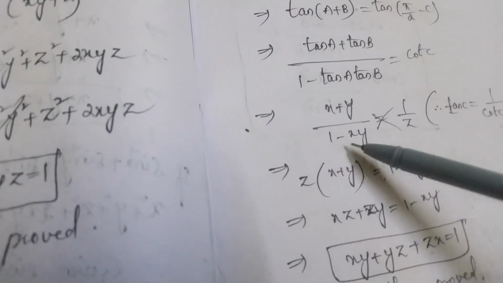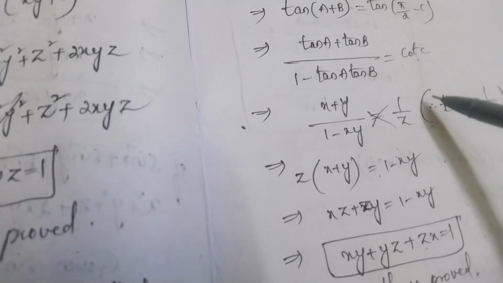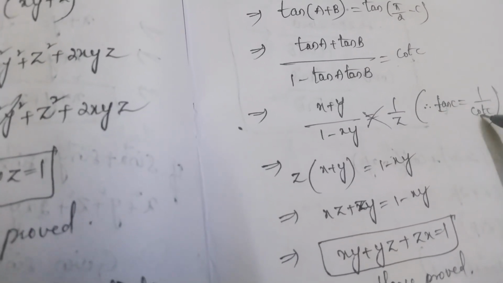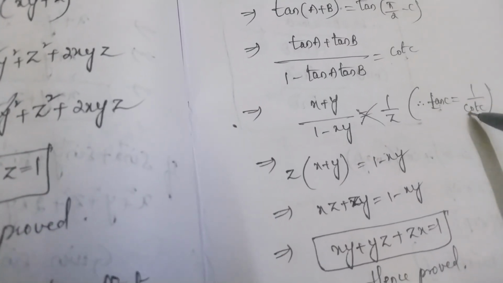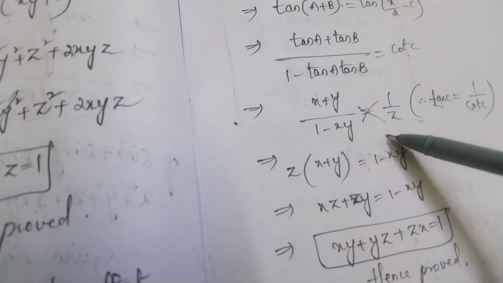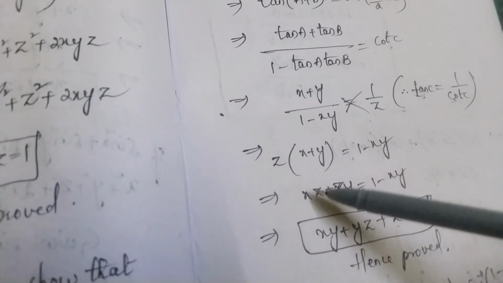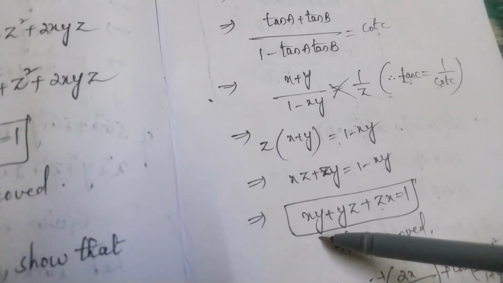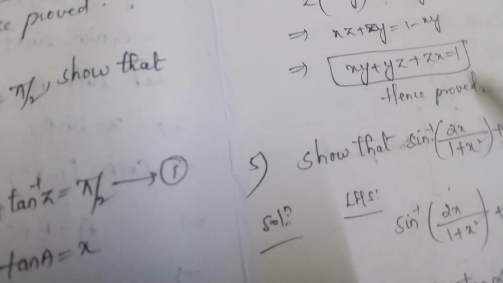Substitute here x plus y by 1 minus xy is equals to, here we don't have cot value, but we know the tan value, that is z. Since tan and cot are inverse functions, since tan is z, therefore cot c will be 1 by z. Now cross multiply these two, then we get z into x plus y is equals to 1 minus xy. Multiply here, zx plus zy is equals to 1 minus xy. Take xy to the left hand side. That will be xy plus yz plus zx is equals to 1, hence proved.